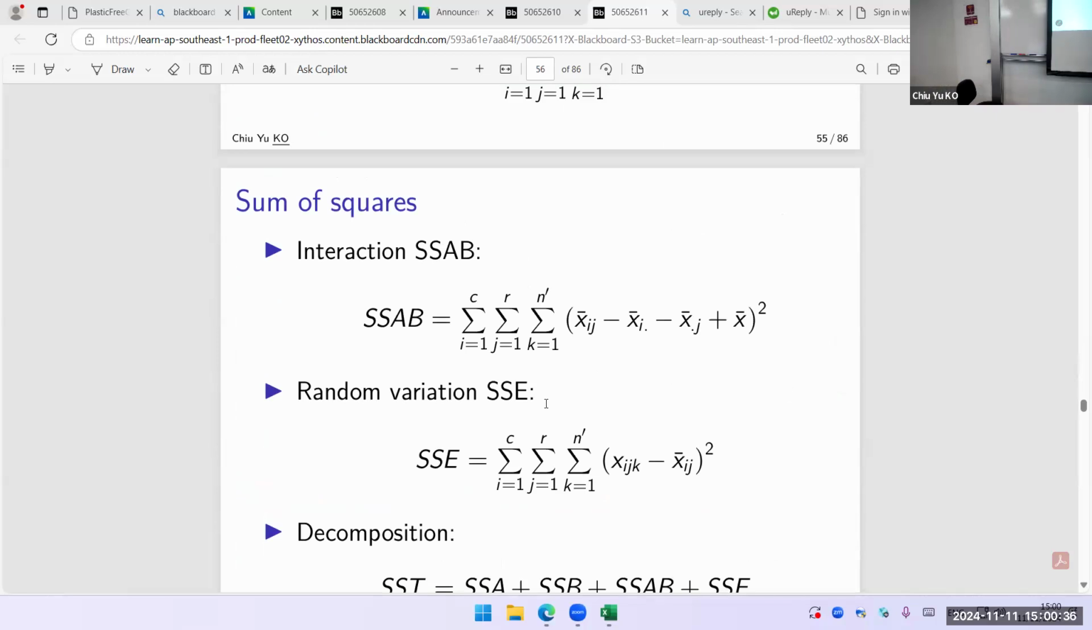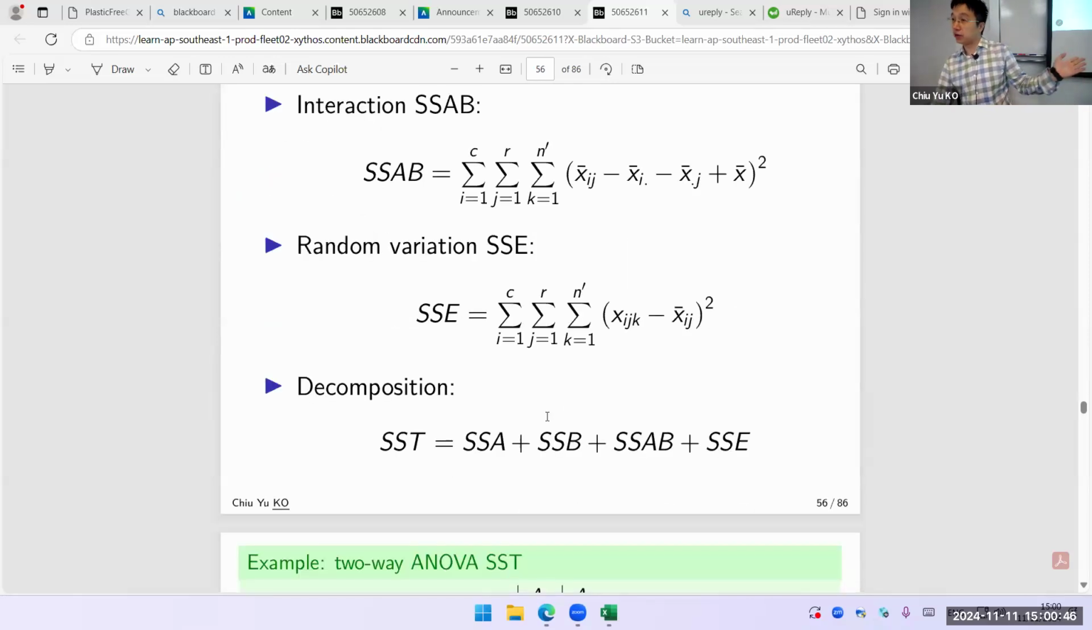Okay. And the last one is nothing complicated. This is the SSE, right? Which is the SSW, right? Within group, you look at each observation compared to each group mean. Okay, this is SSW. And the three above are SSG, right? Turns out, not surprisingly, the four add up to the total.